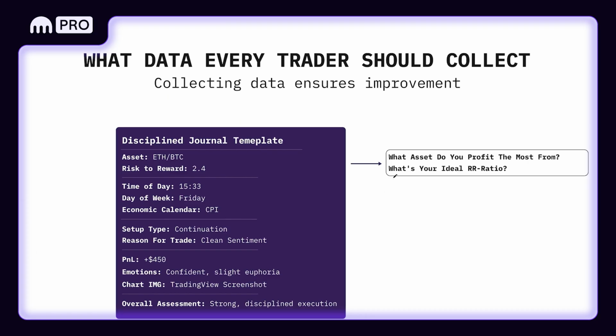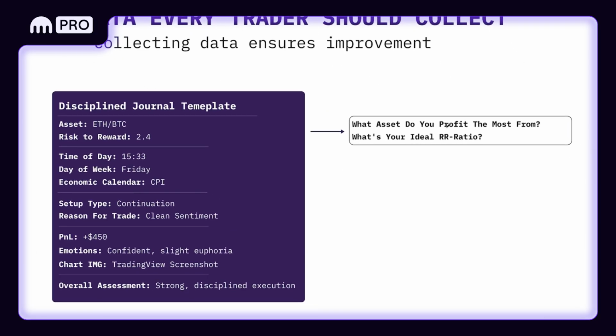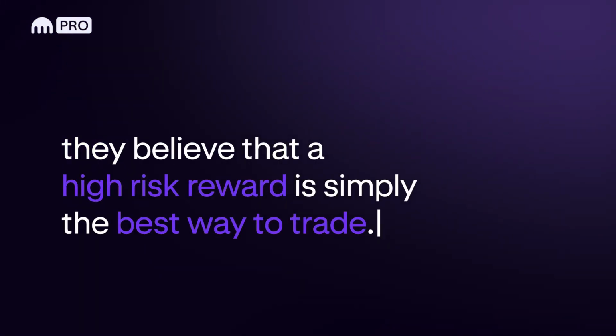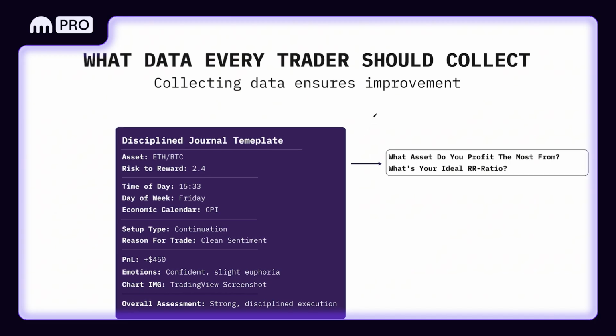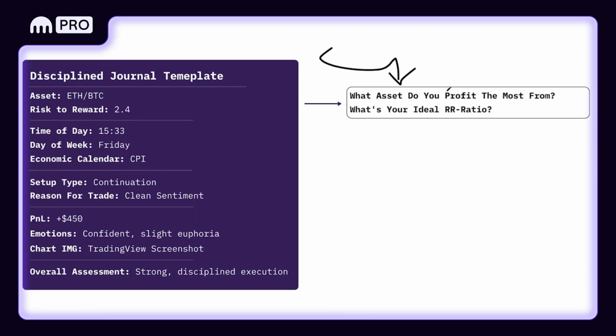Now, why do I want to write down all of these specific things? Why do I write down what asset I'm trading and my risk to reward? Well, because then I understand what asset I actually profit from the most and what my ideal risk to reward ratio actually is. A lot of people will use a 3 or 4 risk to reward ratio because they believe that a high risk to reward is simply the best way to trade. So writing this down lets me understand exactly where and what I profit the absolute most from.